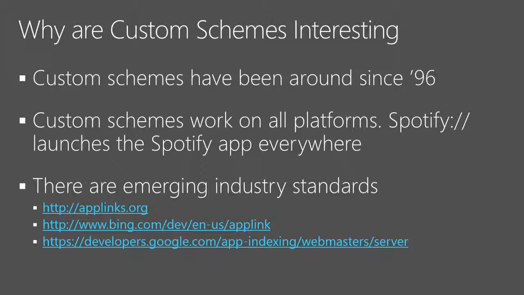There are also many emerging standards. A lot of the big tech guys, such as Facebook with its applinks.org, Bing obviously has its own AppLink protocol, and Google with its app indexing approach, they're all jumping on board trying to codify and standardize these capabilities.